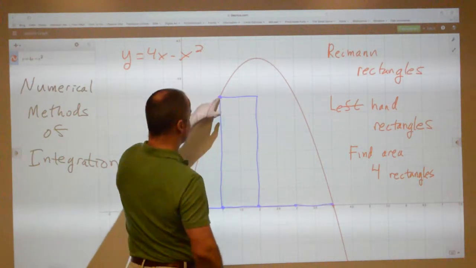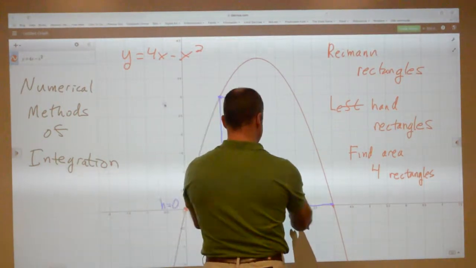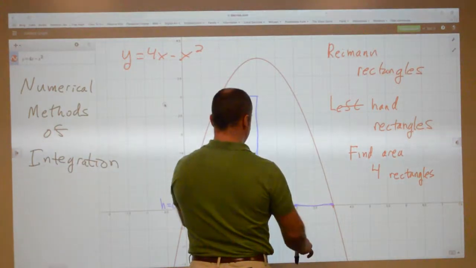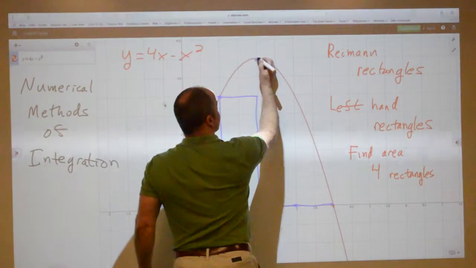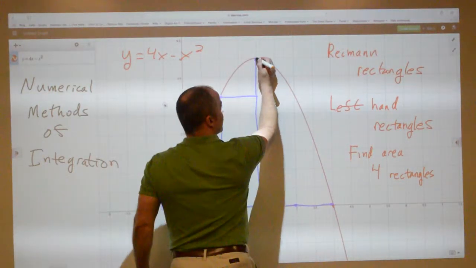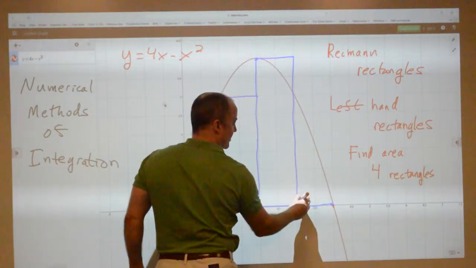This left-hand side is 3. My rectangle is 3 units high. Looking at my next base from 2 to 3, the left-hand side is 2, height is 4. Don't try to follow the curve, just go over 1 and draw your rectangle with your height of 4.